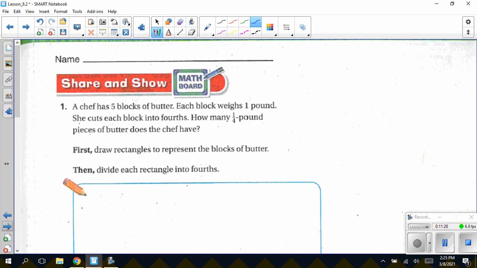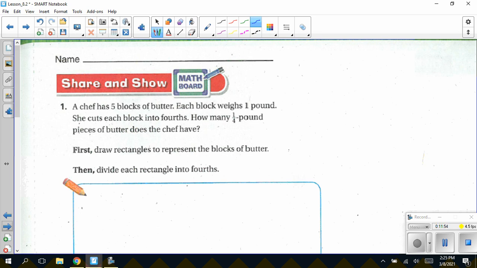Moving on to the next page for the Sharon Show. This is going to be the last problem that I'll show the picture model. After that, I'm just going to show the division. Number 1, a chef has 5 blocks of butter. Each block weighs 1 pound. She cuts each block into fourths. How many 1/4 pound pieces of butter does the chef have?